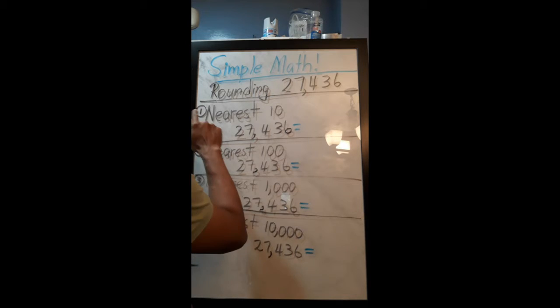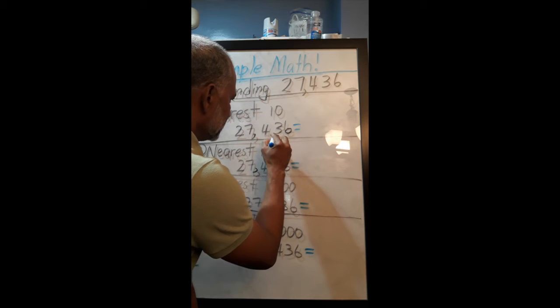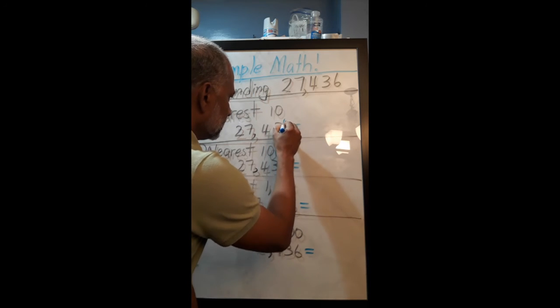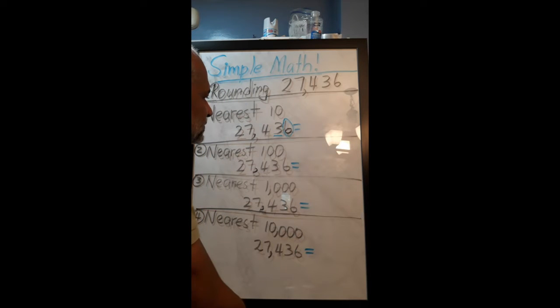So first, round to the nearest 10. We go to the place value 10. The 10s place is a 3. Then we circle the number to the right, which is the controller, 6. If the controller is 5 or greater, you let it soar. If it's 4 or less, you let it rest.